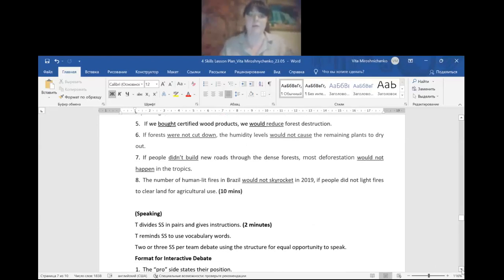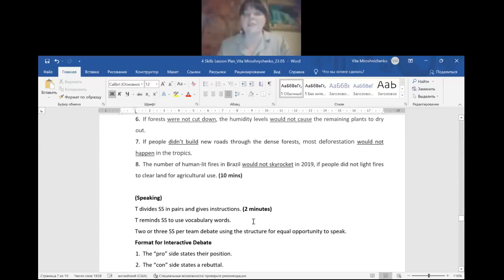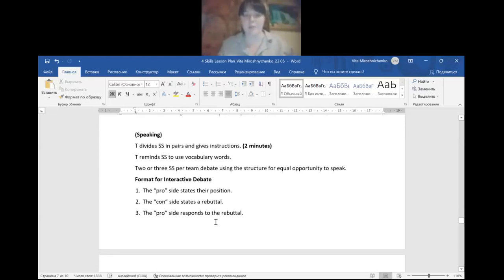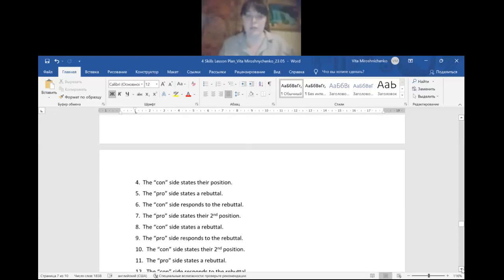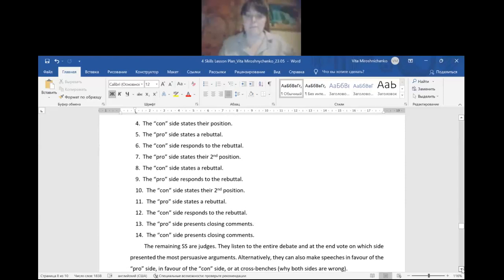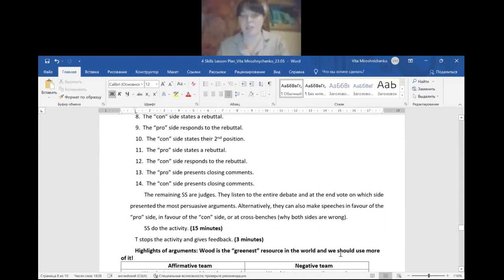Then the speaking task. The teacher divides students in pairs and gives some instructions. The teacher reminds students to use vocabulary words. Two or three students per team debate using the structure for equal opportunity to speak. Format for interactive debate, and the following structure, just some tips for students. And the remaining students are judges. Their task is to observe and then to discuss. They listen to the entire debate and at the end they vote. And then they can change places.